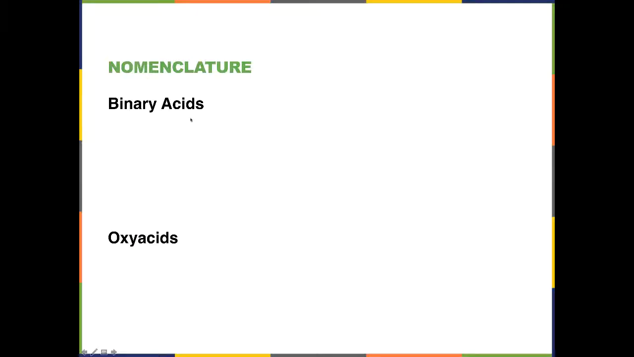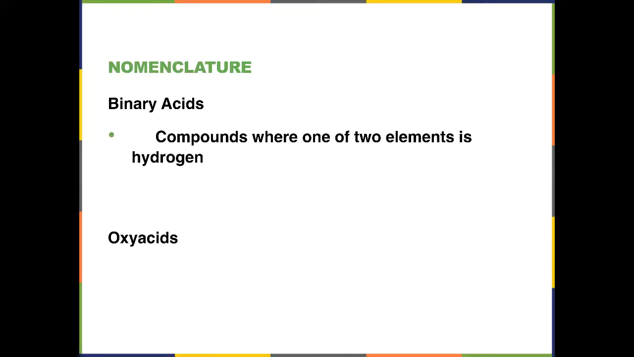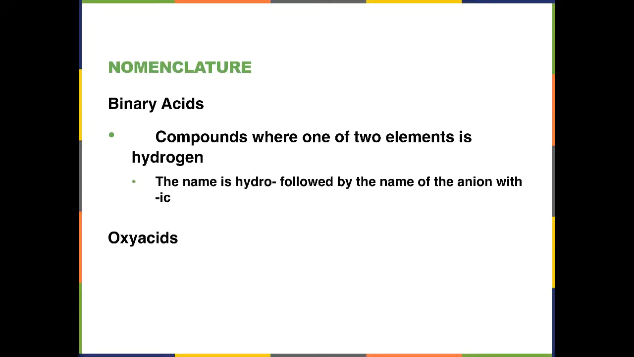Iron 2 sulfate. Now, we have to move on and talk about acids, what they are and how we're going to name them. And I'll tell you, we'll have a whole lot more to say about acids in the future. But a binary compound is a compound that has two elements in it. A binary acid is where one of the two elements is hydrogen. And the way these are named is to use the word hydro followed by the name of the anion with the IC suffix.